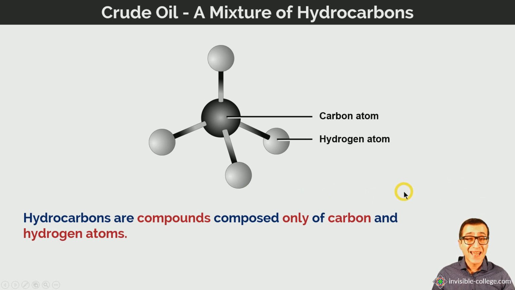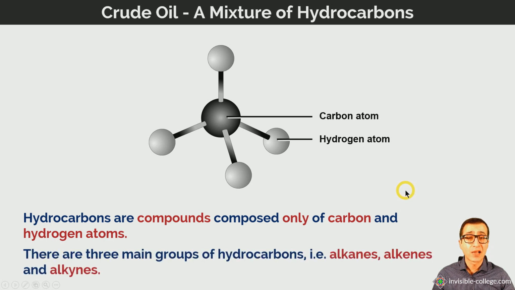Now there are 3 main categories of hydrocarbons. There are alkanes, alkenes, and alkynes. Now each of these is a category of compounds. Alkanes are a type of hydrocarbons containing only single carbon-to-carbon bonds. Now, in the case of methane, this is the simplest alkane. It only contains 1 carbon atom. But there are other alkanes containing 2, 3, 4, 5, and more carbon atoms bonded together.